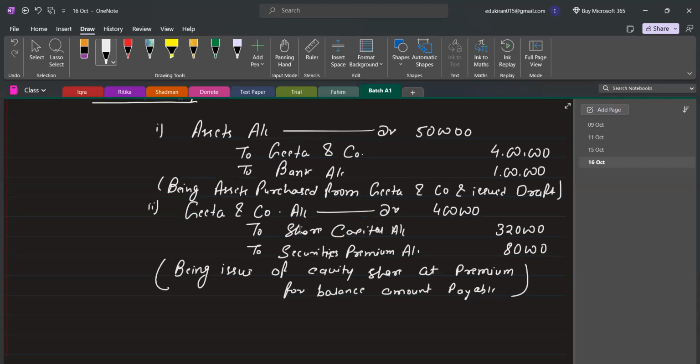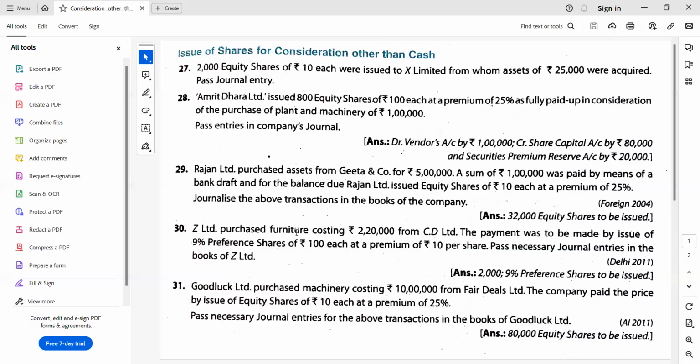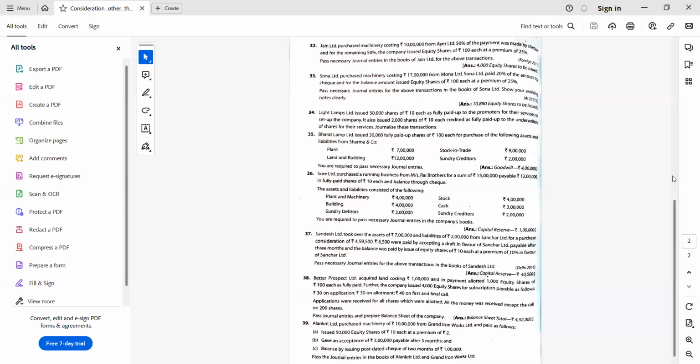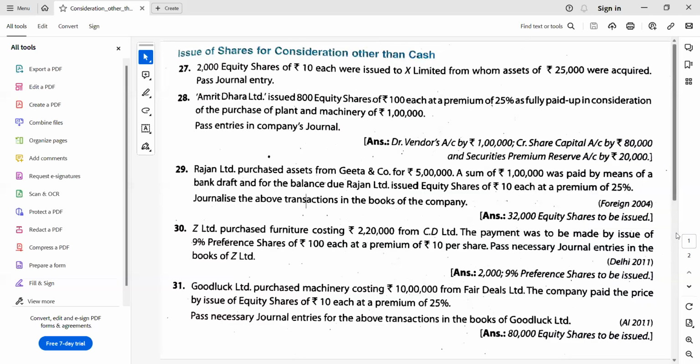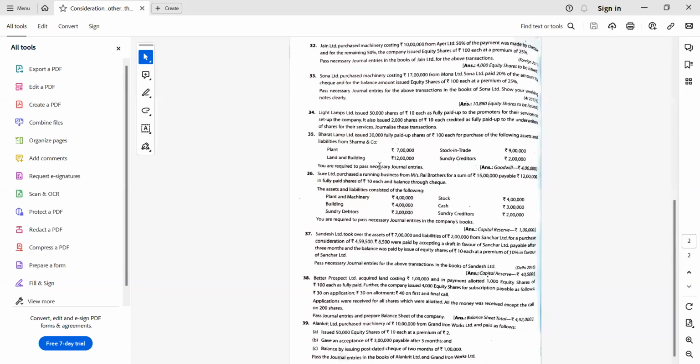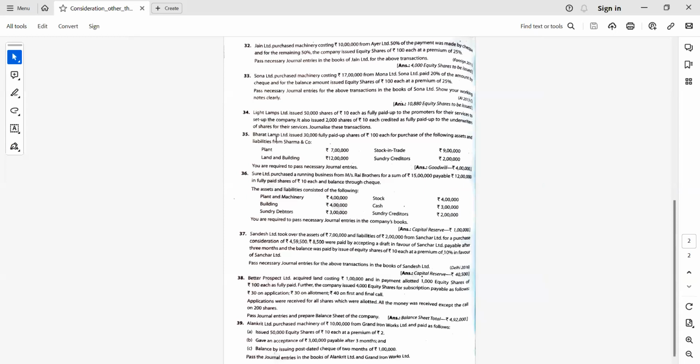In the second case, we have purchased the business of some company. So, here. Okay, so limited purchase.